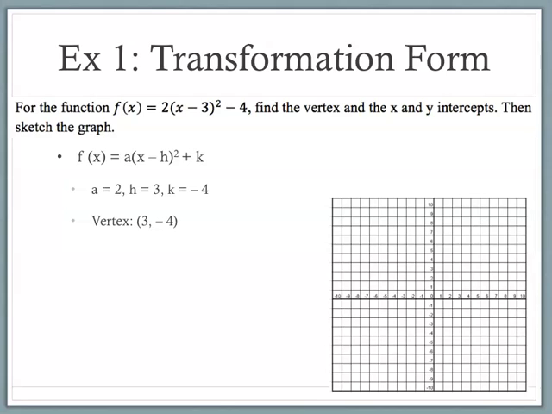Next, the x-intercepts, that's h plus or minus the square root of negative k over a. So that would be 3 plus or minus the square root of positive 4 over 2. So 3 plus or minus the square root of 2.